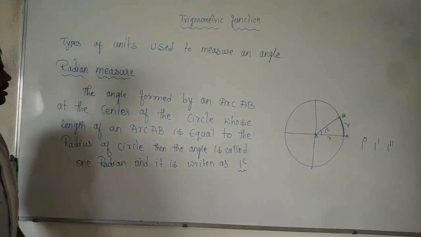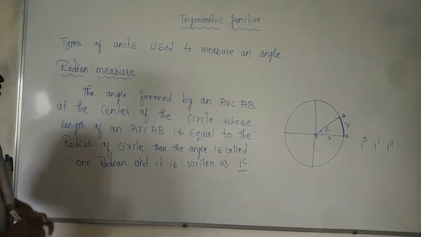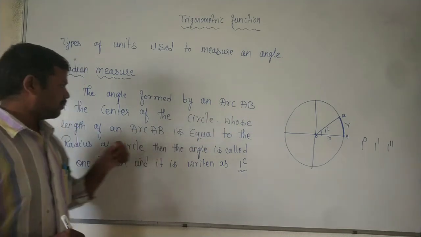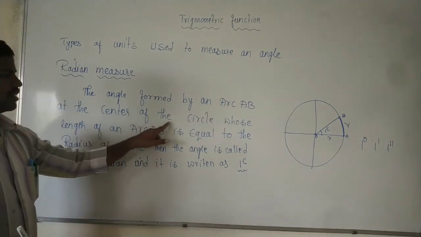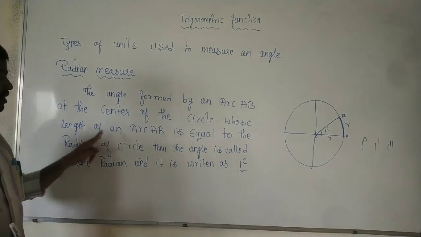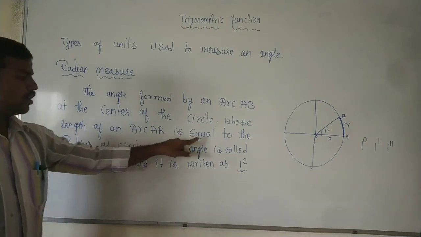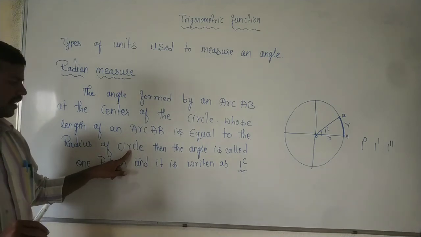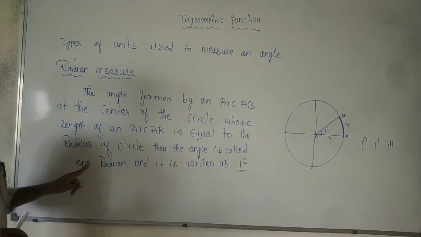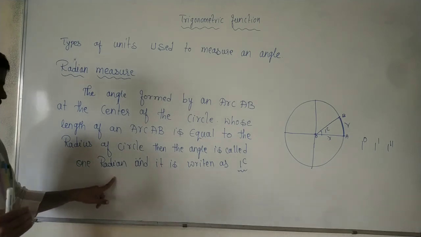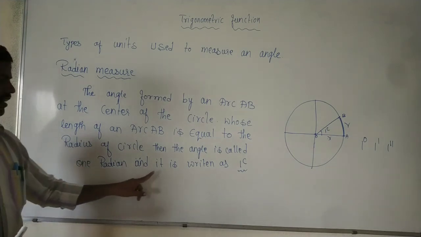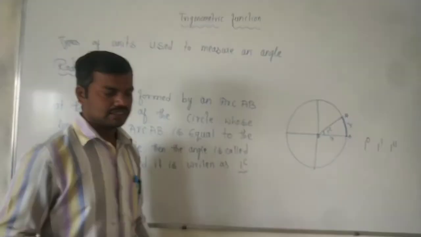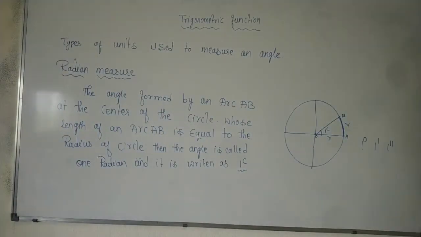So it is clear about the radian. The angle formed by an arc AB at the center of the circle, whose arc length is equal to the radius of the circle, is called 1 radian. So this is about the radian. The remaining we will discuss in the next video class.